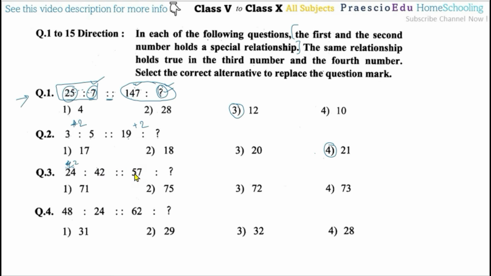So same we will apply here. So 57 will become 75. 75 is given in option number 2. Now question number 4, 48, 24, 62, then question mark.